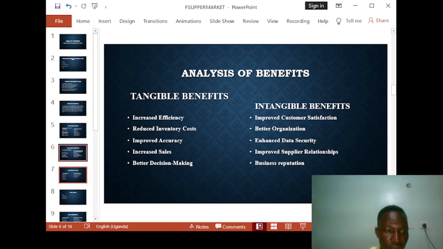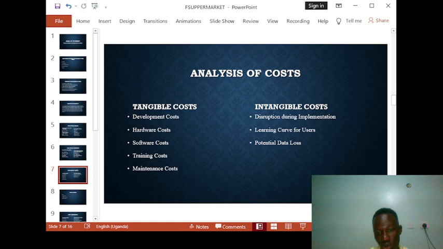Another thing, we have the analysis of the cost, how costly this business record is. It is also divided into two: the tangible and then the intangible cost. Under the tangible cost, we have the developmental cost, like the time and effort spent designing and implementing the database. We have hardware cost and software cost. For hardware, we have servers, computer systems, and others.